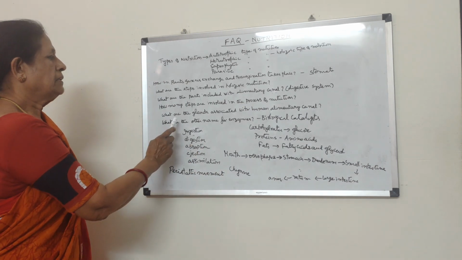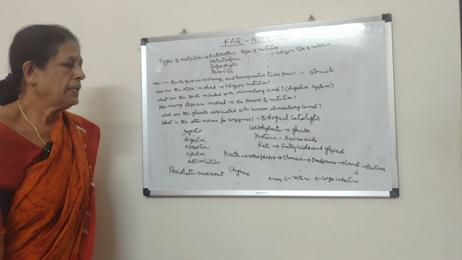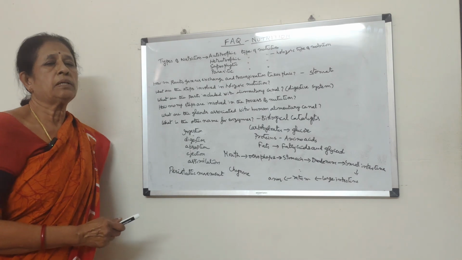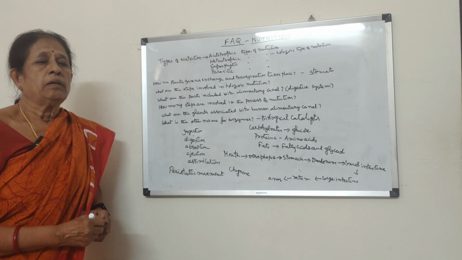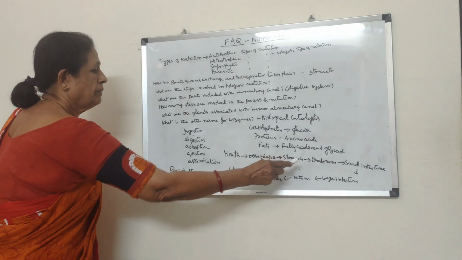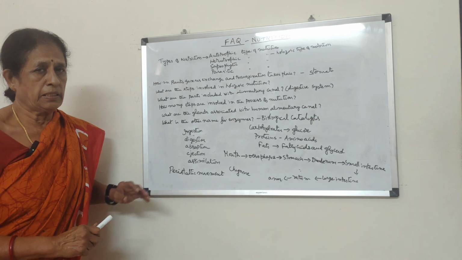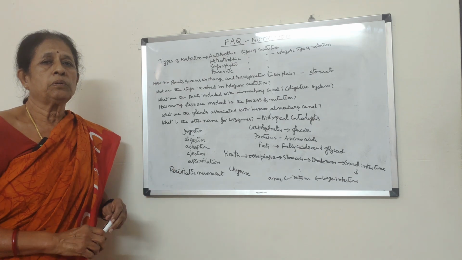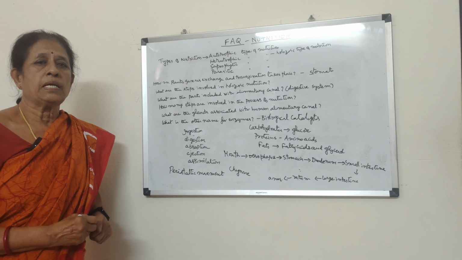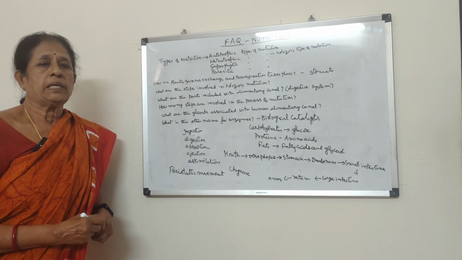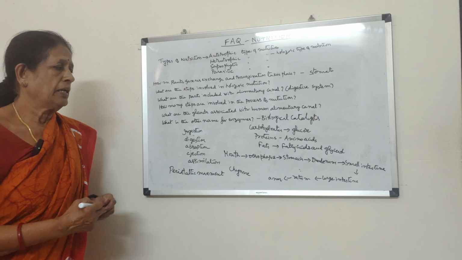And next thing, what are the glands associated with the human alimentary canal? Digestive glands. So at different parts of the digestive system, different glands are present. They help in the digestion. I have already told you, in the mouth salivary glands are present. These salivary glands produce saliva, and this saliva contains the enzyme which is called ptyalin.